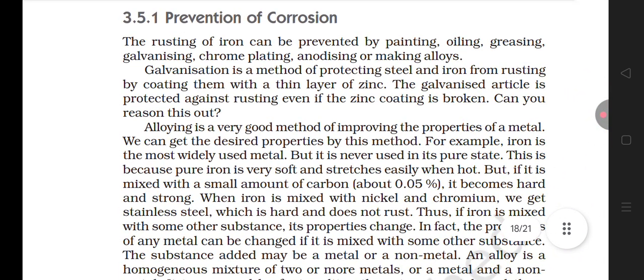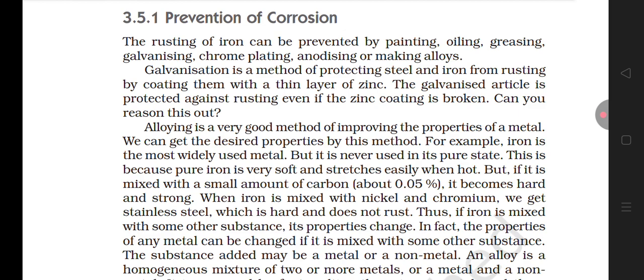This is the last topic, I guess. The rusting of iron can be prevented by painting, oiling, greasing, galvanizing, chrome plating, anodizing, or making alloys. Galvanization is the method of protecting steel and iron from rusting by coating them with a thin layer of zinc. What do you mean by a thin layer of zinc? Basically, a thin layer of zinc metal is put on the metal so that we can protect it. The thin layer of zinc prevents corrosion, because the metal does not come in direct contact with the oxygen present in the atmosphere.